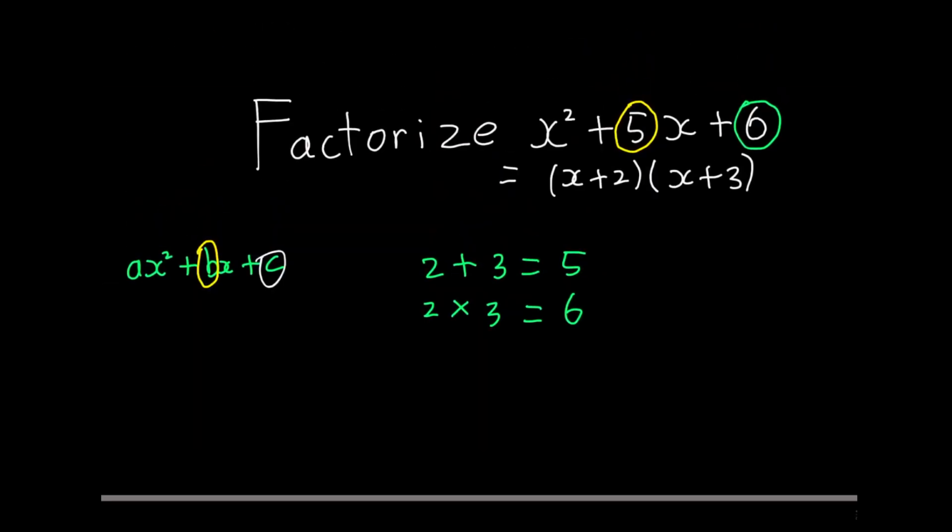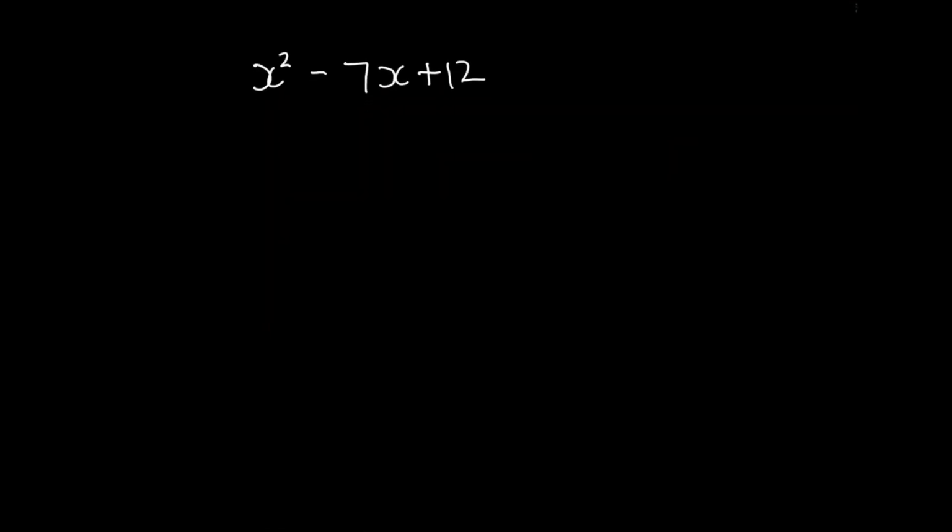x squared minus 7x plus 12. Now I recommend you try this at home, but anyway, let's solve it now. So we need two integer numbers in this case which add up to give negative 7. Remember, the form is ax squared plus bx plus c. So in reality, this is actually x squared plus, in brackets, minus 7x plus 12.